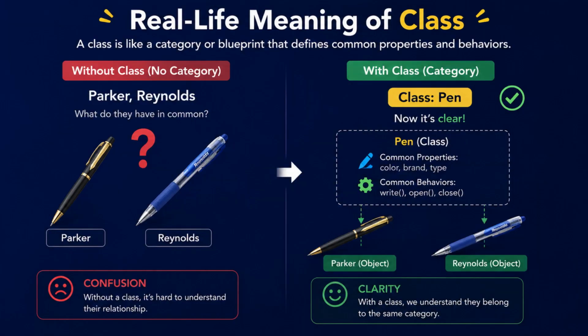Now, look at this example on the screen. You see names like Parker and Reynolds. At first, they don't clearly mean anything, but once we define the class Pen, everything becomes clear. So a class gives identity and meaning to objects. It defines 1. What properties an object has. 2. What actions it can perform.